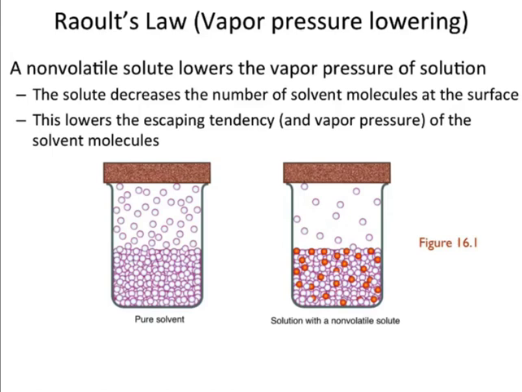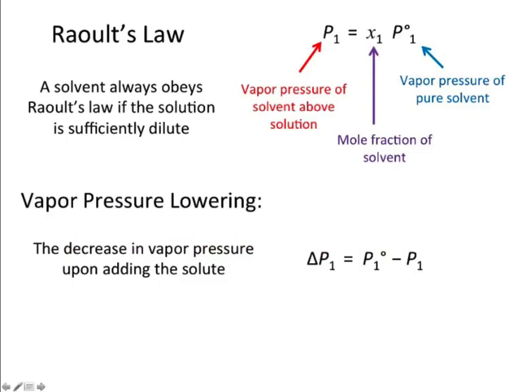And the way to think of this is because the solute molecules, the orange ones in this picture on the right, decrease the number of solvent molecules that are at the surface because the solute also hangs out at the surface. And so since there's less molecules at the surface, it lowers their tendency to escape from the liquid, and this lowers the vapor pressure. So, okay, put a solute in, vapor pressure goes down. And so there's a way to calculate that. Your solvent will generally do this if it's sufficiently dilute. If you get crazy concentrated, you might have troubles.